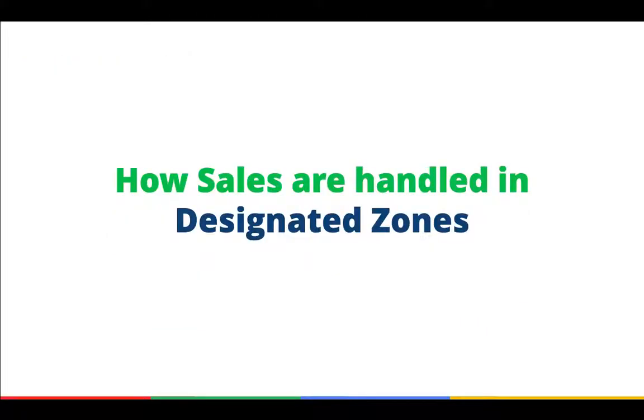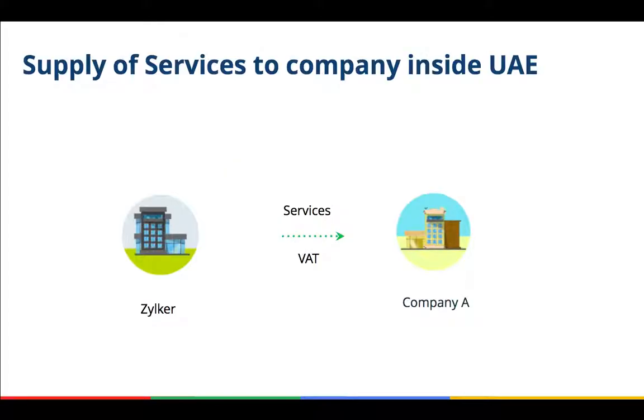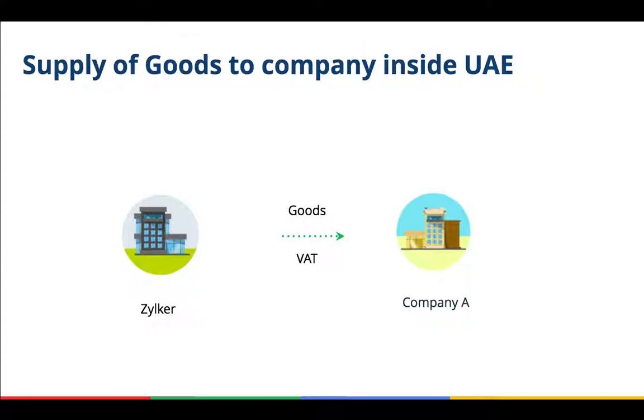Let's now see how sales are handled in designated zones. In this first case, a company inside the designated zone makes supplies to a company in the UAE. So when Zilker, which is in the designated zone, supplies services to company A, which is in the UAE, then VAT is charged. If Zilker supplies goods to company A, then the importer of goods into the state from the designated zone, that is company A, accounts for VAT.